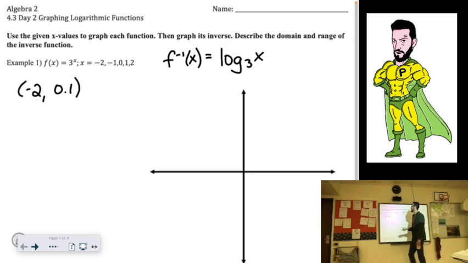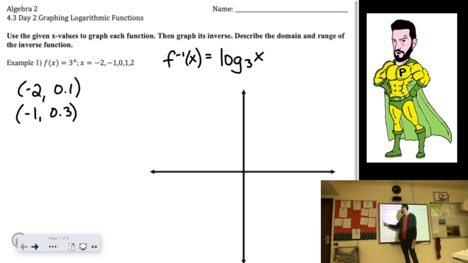If we were to put in -1, 3 to the negative first power would be 1 over 3, or 0.3 repeating. Again, you could leave them as fractions. We're just going to do decimals, and we're just getting a general graph of it. We're not doing a perfect 0.3 repeating. We're not going to be able to tell the difference between that and 0.3 on our graph.